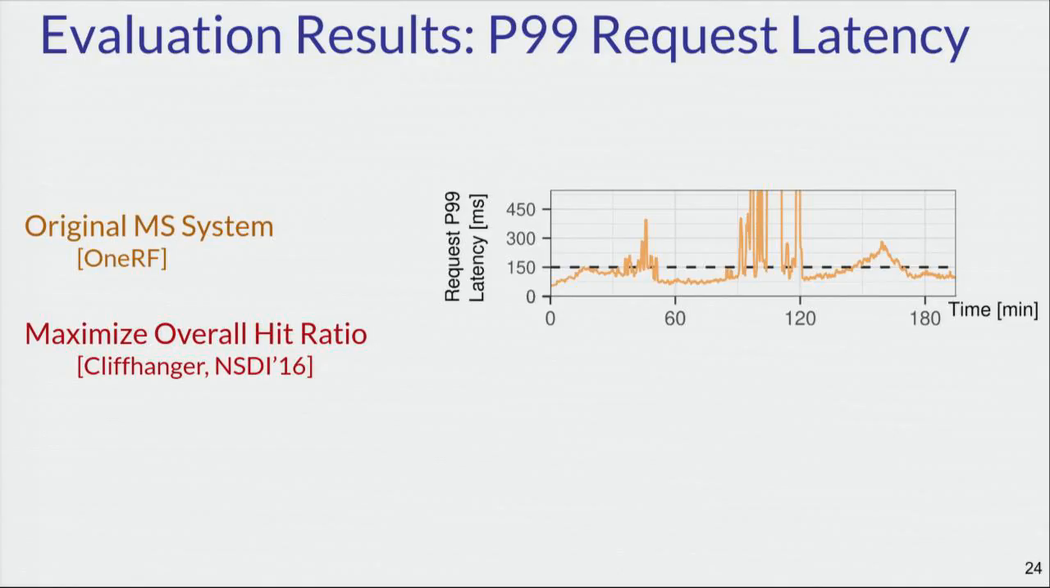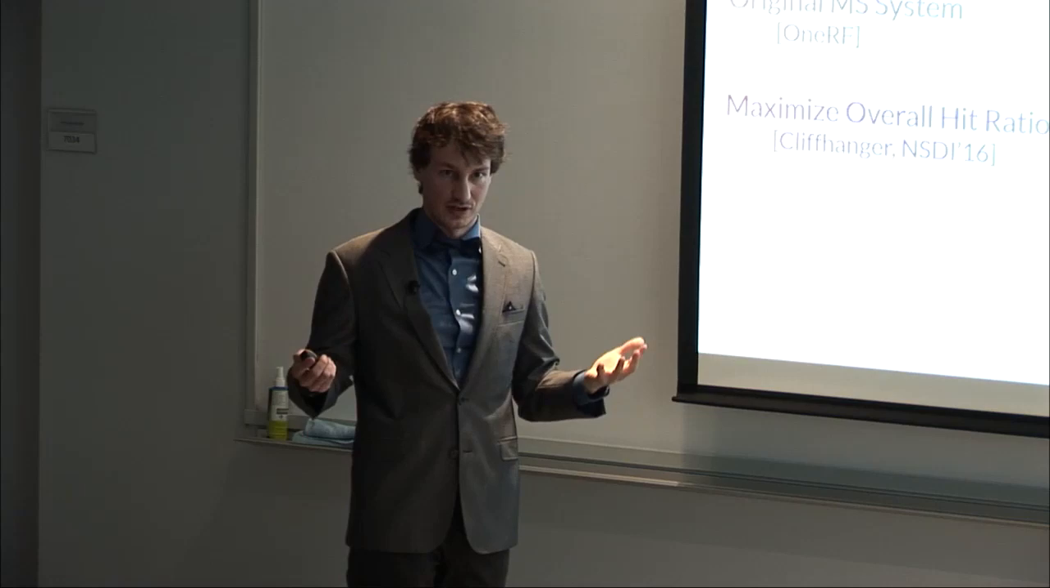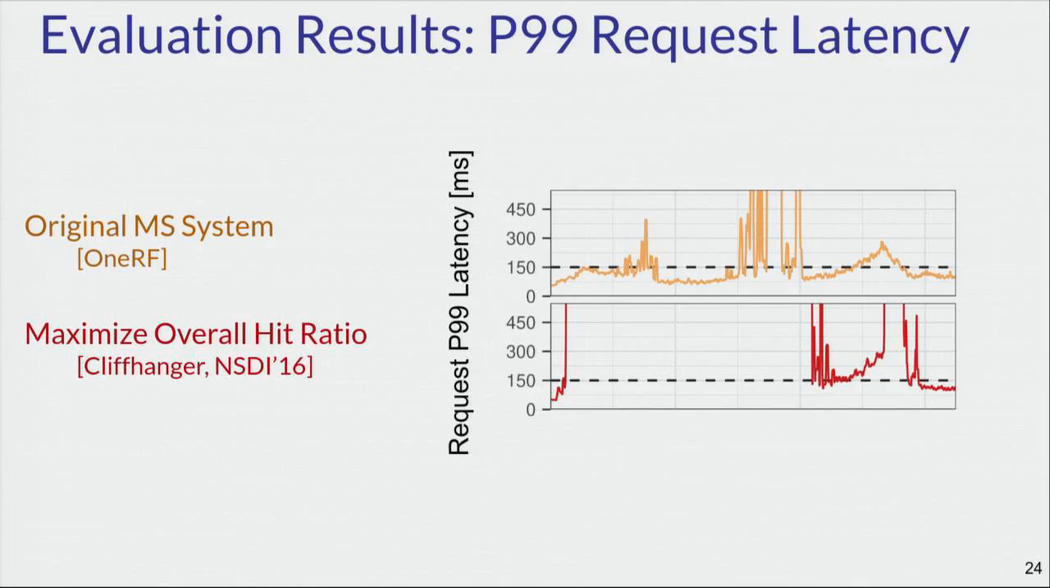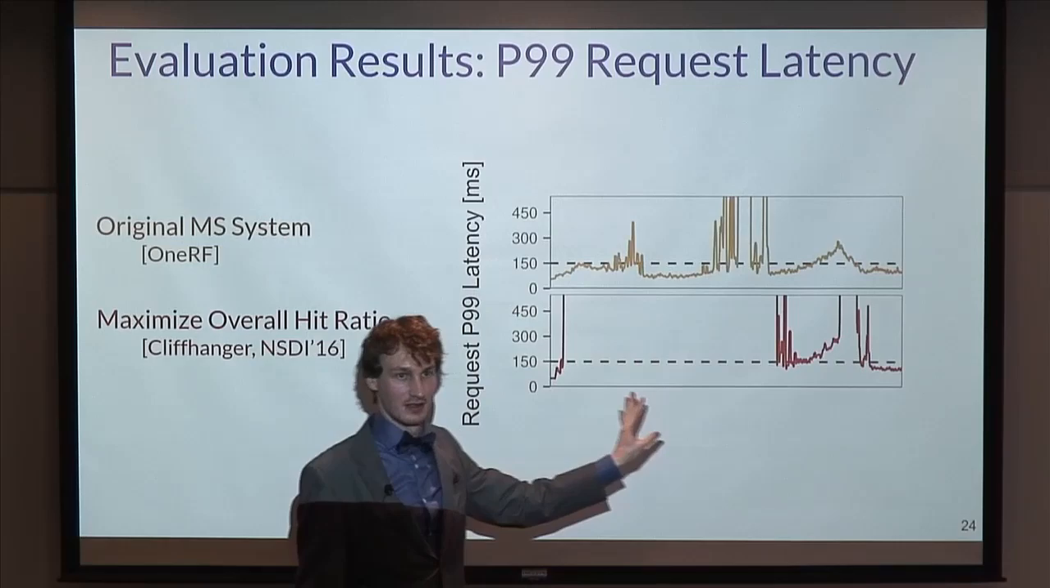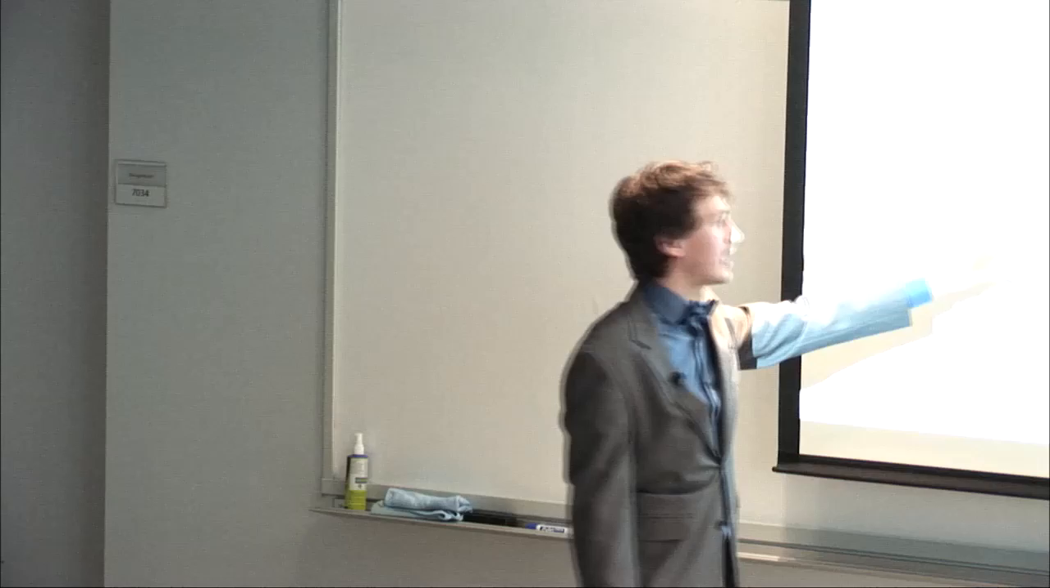Now, we also compared this to several state-of-the-art caching systems you have in the literature. As I mentioned earlier, most of these caching systems focus on the hit ratio. And the hit ratio doesn't have a strict relationship to the tail. What ends up happening if you focus on the hit ratio is you make that system much, much worse. Whenever you don't see that red line here, that system's latency is about 500 milliseconds. So focusing on hit ratio without considering latency clearly doesn't work.